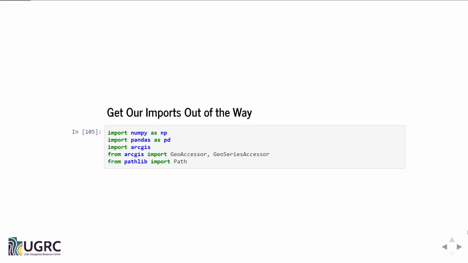That is fuzzy, I apologize. Basic, we import NumPy, we import pandas. We pull in the ArcGIS library, and I'll show a little bit later why we're doing that. And then we're also going to use Path. So we're just getting that out of the way for our examples to work.